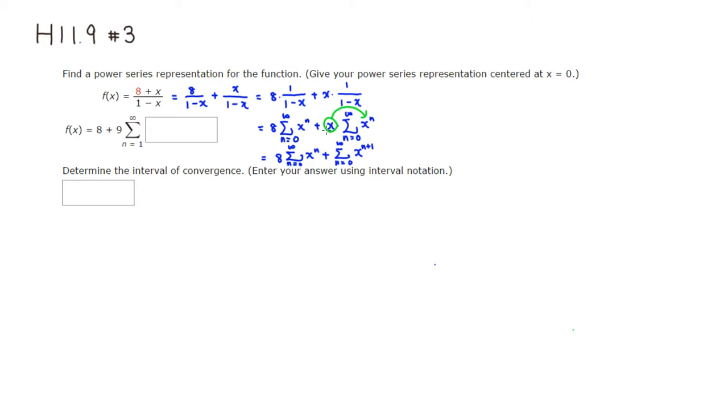What you can do is pull out the first term when n equals 0. So it's 8 times the first term, which is 1, and the summation, n goes from 1 to infinity, of x to the n. All I did was pull out the very first one when n equals 0.